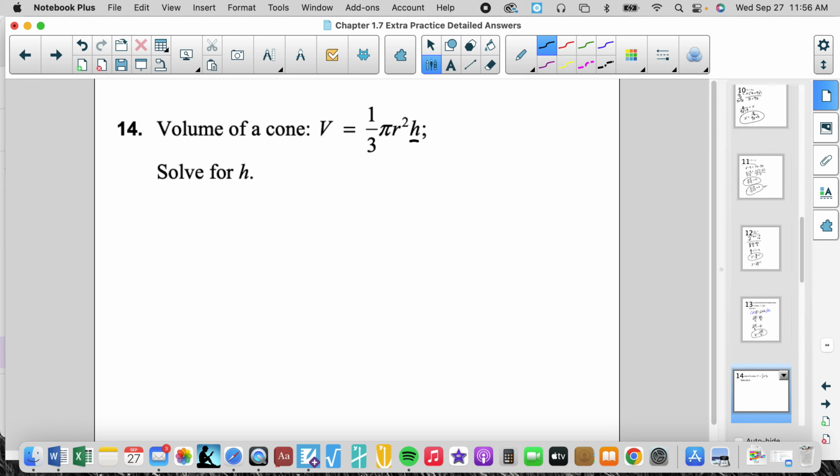So we've got h again. What's happening to h? It's being multiplied by r squared, multiplied by pi, multiplied by 1/3. So when we have that, pi r squared h, and that is the volume of a, anybody know what that volume, oh, yes, hello, of a cone.